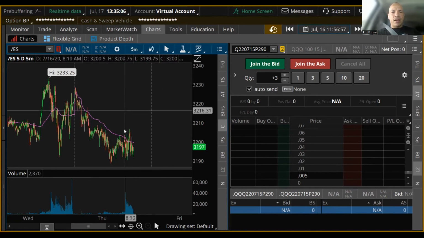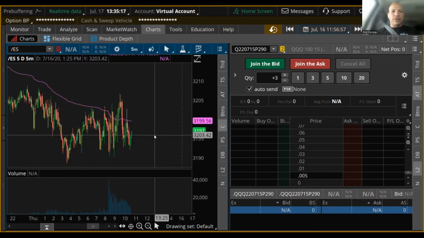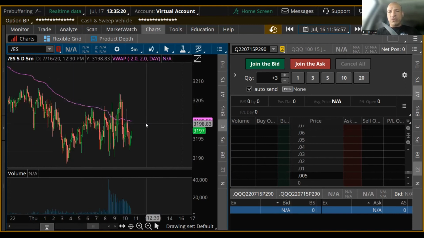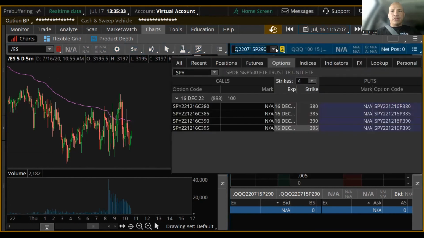I'm just going to enter a trade. Don't think this is how I actually trade, but look, there's a high and there's a low and we're close to the low. For those of you that are curious, this purple line is called the volume weighted adjusted price, and it's bouncing. So what I would do here is practice.